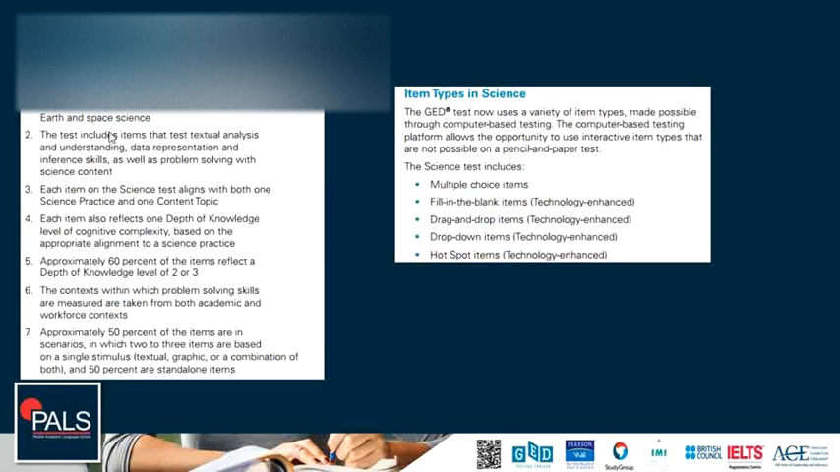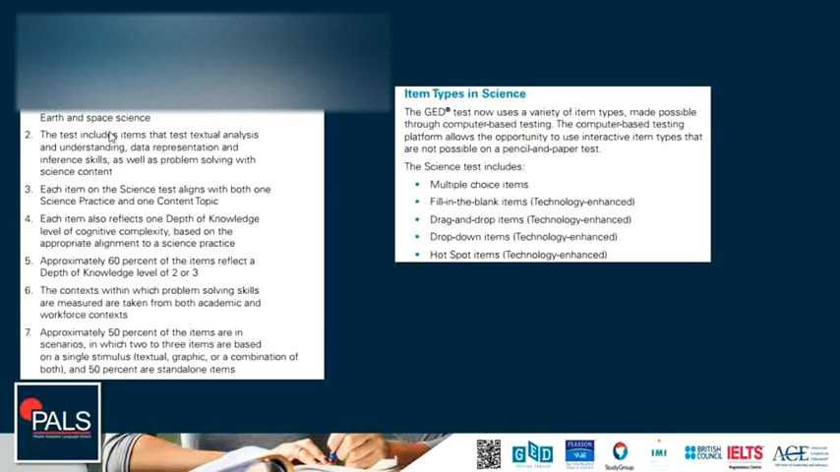Again, let's have a look at the more general design of the test. First of all, approximately 40%, we already said that, of the test will focus on life science, 40% physical science, 20% on earth science. The test includes items that test textual analysis and understanding data representation, inference skills, as well as problem solving with science content. Each item on the science test aligns with both one scientific practice and one content topic.